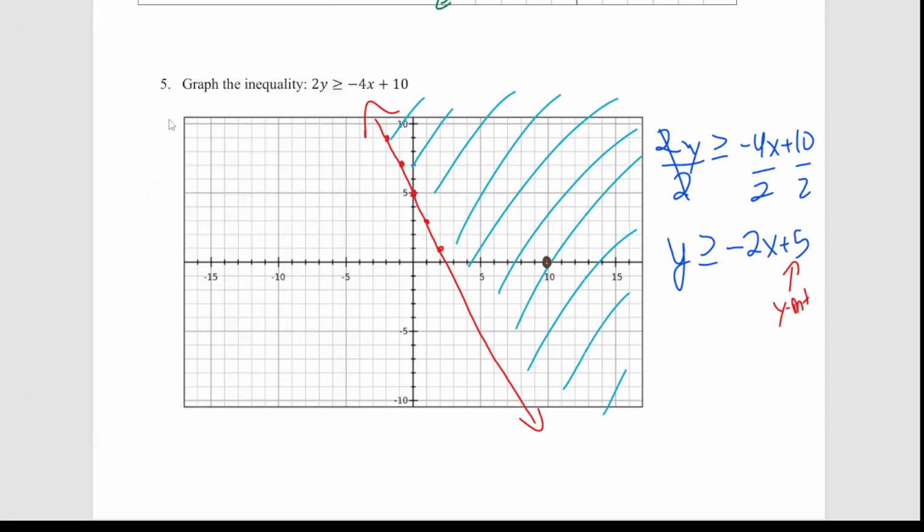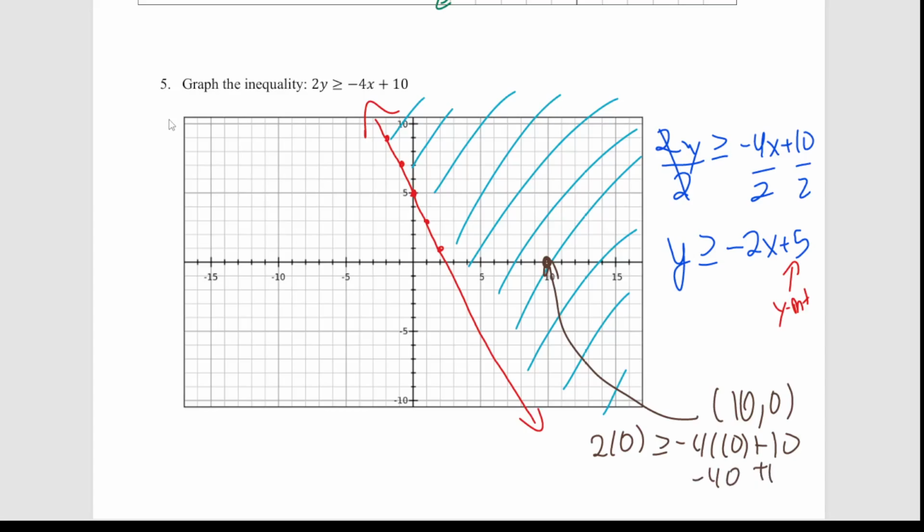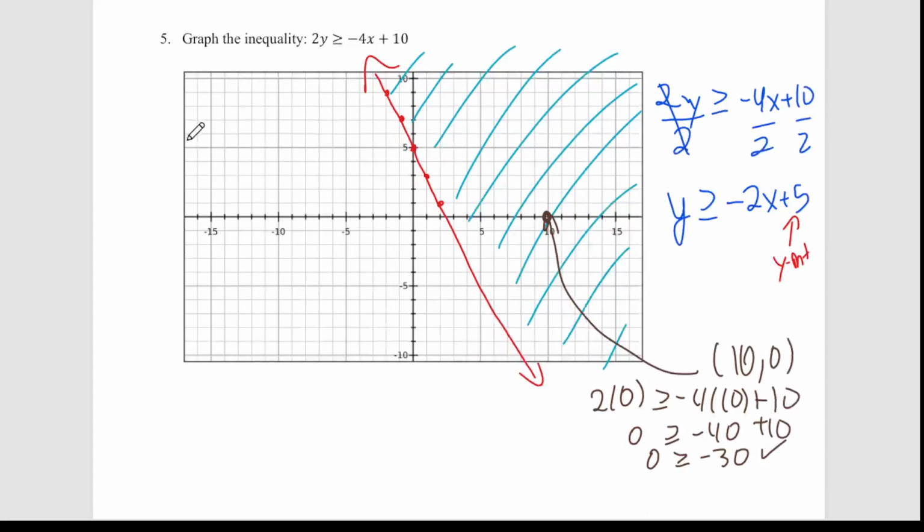And then we're going to want to pick a testing point to see if it works. So I'm just going to arbitrarily pick something here on the x-axis, in this case 10, 0. And I'm going to plug it into the original just in case I messed up some of my arithmetic. So that would be 2 times 0 is greater than or equal to -4 times 10 plus 10. -4 times 10 is -40. 2 times 0 is 0, so 0 is greater than or equal to -30. That is indeed a true statement.